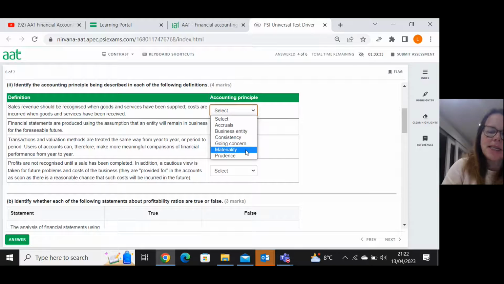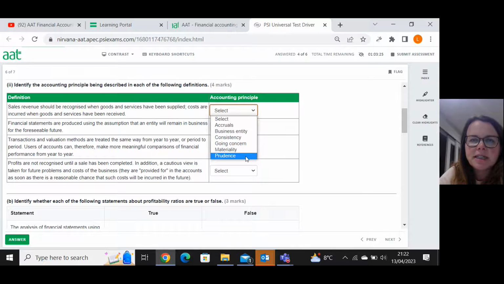Materiality is about items in the accounts which are significant enough to influence the decisions of the users. And prudence is about erring on the side of caution, being careful. So an example of that would be valuing inventory at the lower of cost and net realizable value, or making an allowance for doubtful debts. Right, so first one we think is accruals.